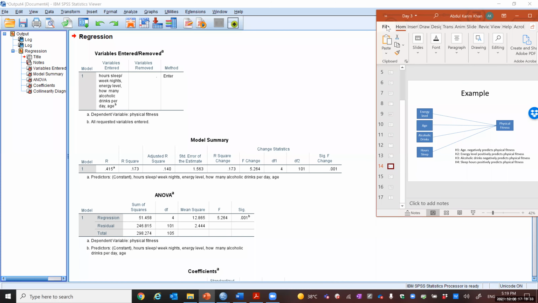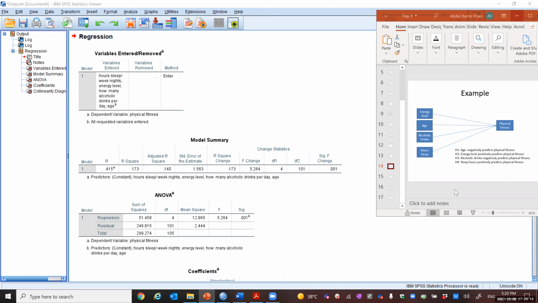Now, which means that only 17% of the variance which we see in our dependent variable has been explained by these four factors: hours of sleep per night, energy level, alcoholic drinks, and age. Which means that almost 83% of the variance in my dependent variable is still unexplained, which means that there are a lot of other factors as well which impact our physical fitness. And that's true, isn't it?